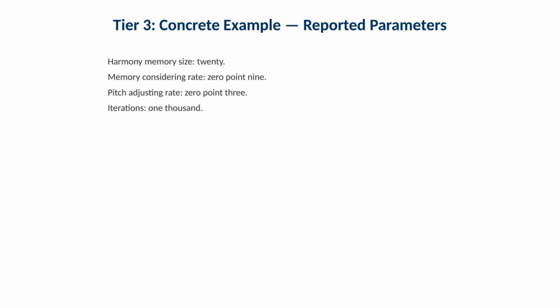The reported example uses a harmony memory size of 20, a memory considering rate of 0.9, and a pitch adjusting rate of 0.3. The algorithm runs for 1,000 iterations. These settings emphasize using good memory solutions most of the time while still allowing local adjustment and occasional exploration.